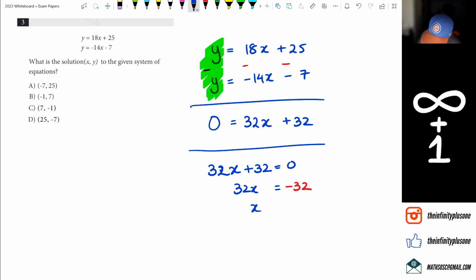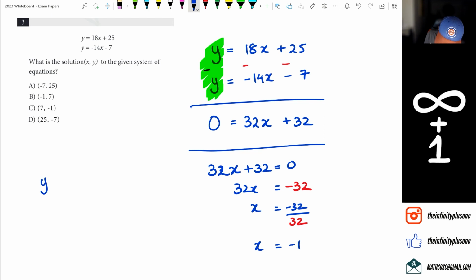And then we can say that x is equal to minus 32 divided by 32, which is going to give us negative 1. So x equals negative 1. Now the funniest thing is, you look at the answer schedule, the multi-choice there, you've only got one answer, so I'm guessing y is going to equal 7, but let's test it out anyway.